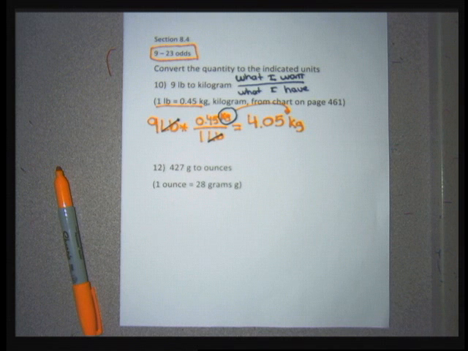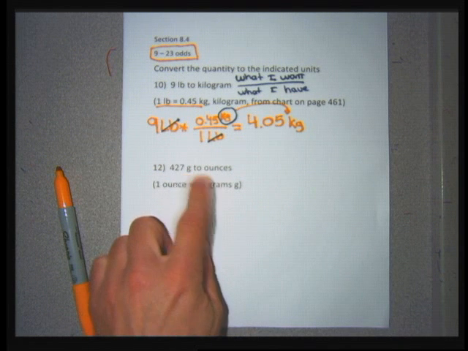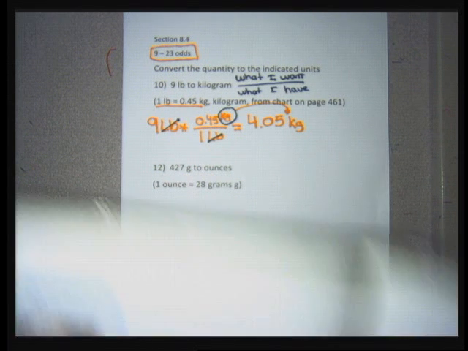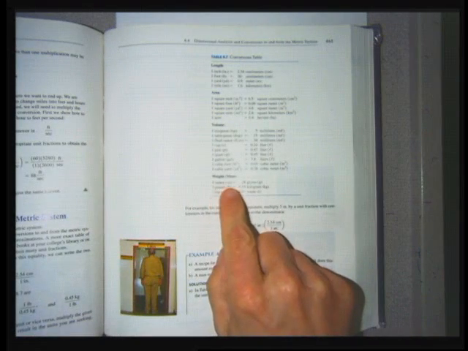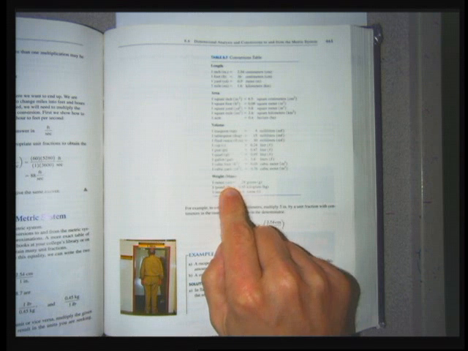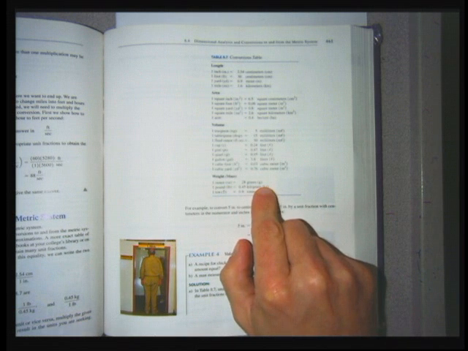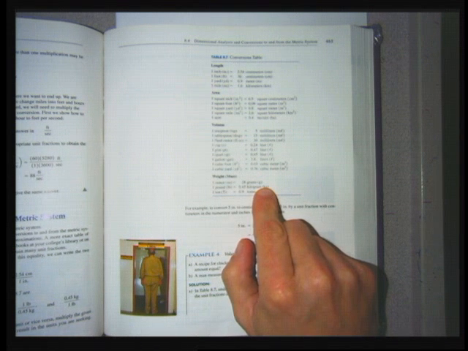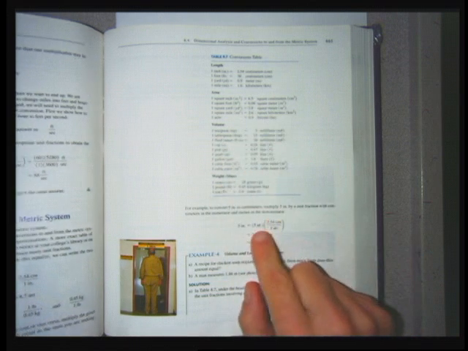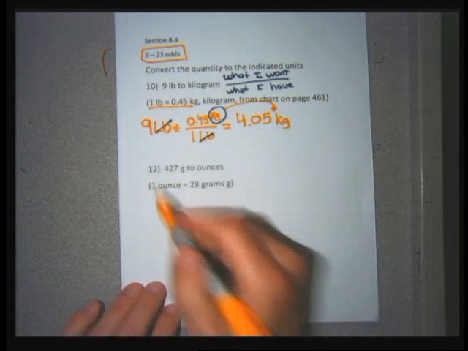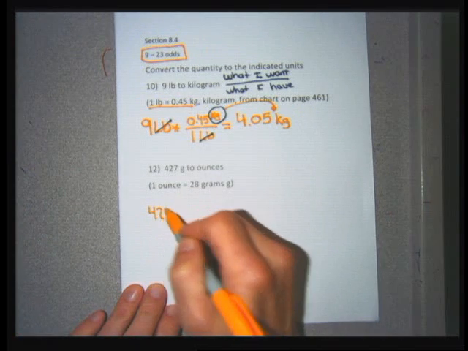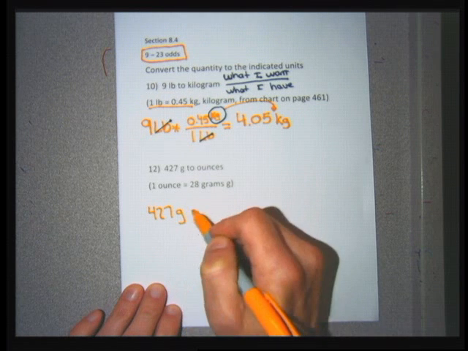Similarly, the next even problem, problem 12, wants me to convert from G, which stands for grams, to ounces. I did the same thing. I went to the same table on page 461. I found the measurement that said 1 ounce, abbreviated OZ, equals 28 grams, with grams abbreviated as G. For some of the problems, you might not know what the abbreviation stands for. You probably could hunt on this page and find almost any abbreviation that you need for this section. So I looked at my table, and my table told me that 1 ounce was equal to 28 grams.